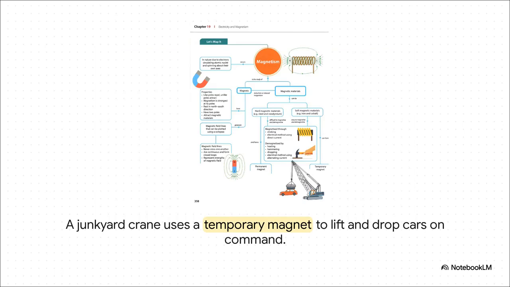A junkyard crane needs a magnet that it can turn on and off. So what do you use? A soft iron core, wrapped in a coil, with a current running through it. The magnet turns on, bam, it lifts the car. You cut the current, the domains scramble, and the magnet turns off, dropping the car. You couldn't use a permanent steel magnet, right? You'd never be able to let go.